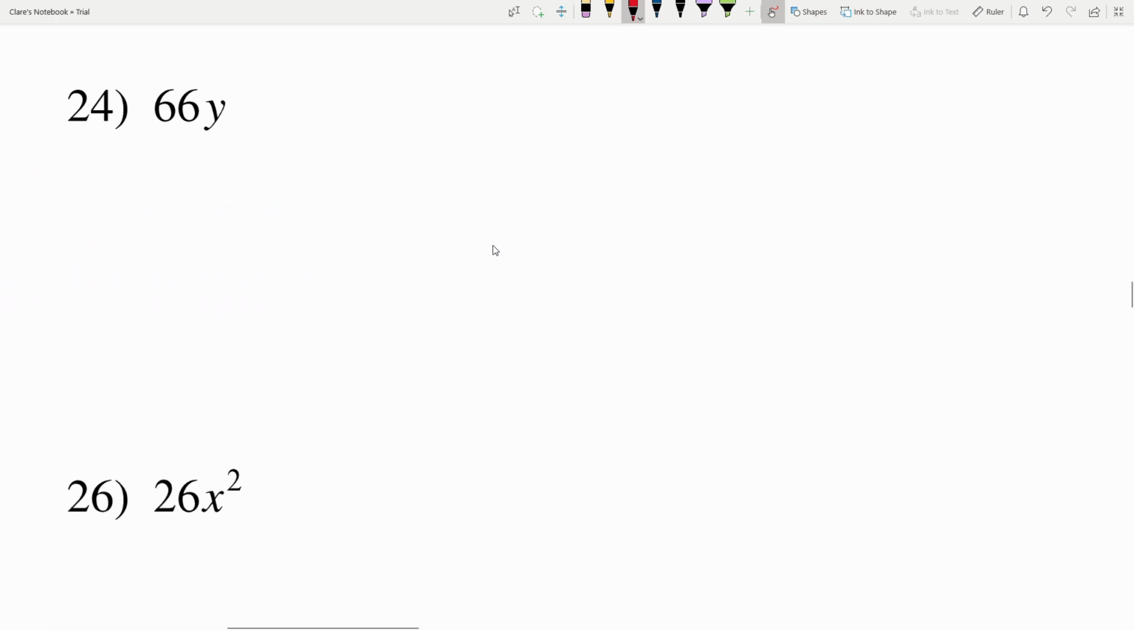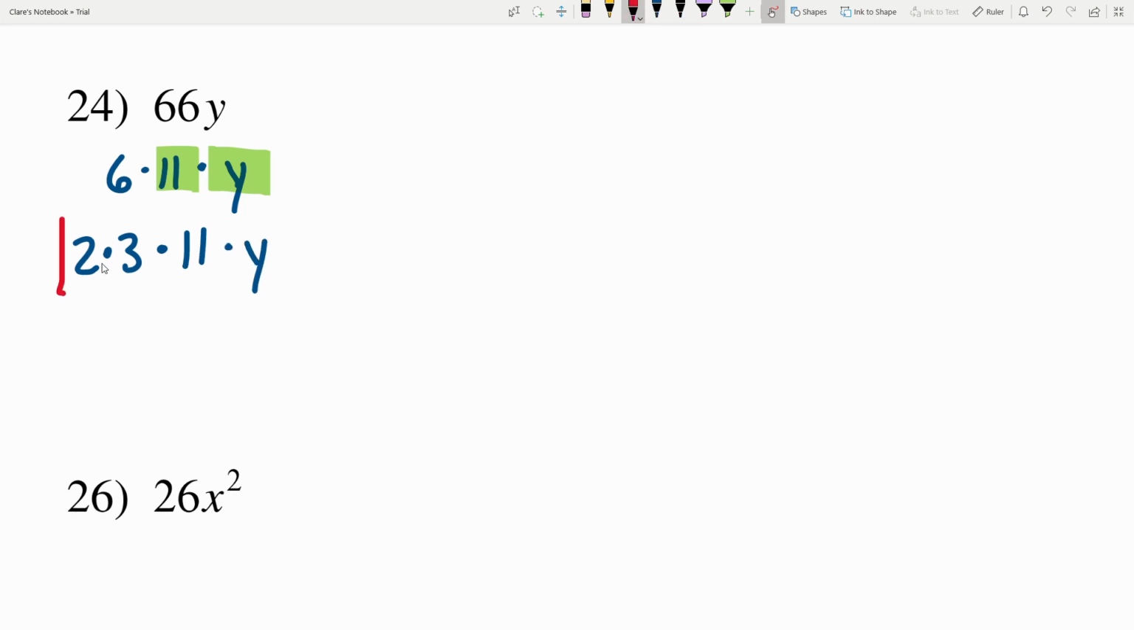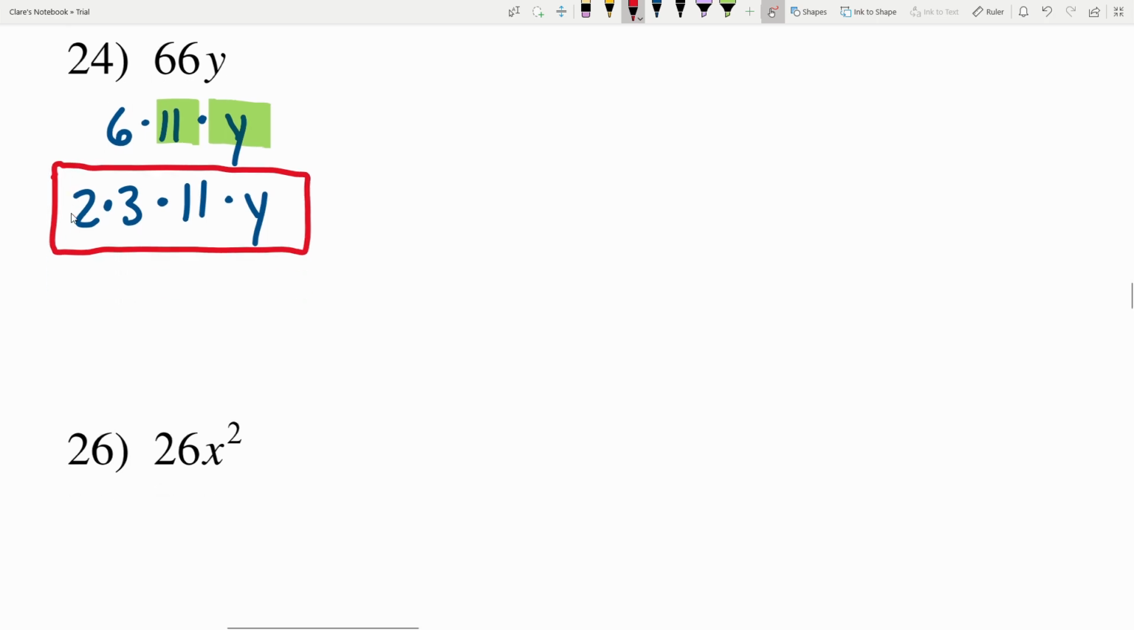In number 24, I have 66 times y. 66, well, to start, I'll break that up into 6 times 11, and I'll multiply that by y. Now, 11 is prime, and y is my variable, which can't be simplified further, but 6 I can split up into 2 times 3. So 2 times 3 times 11 times y, all of those are prime numbers or variables, none of them are repeated, so 2 times 3 times 11 times y is my solution in number 24.